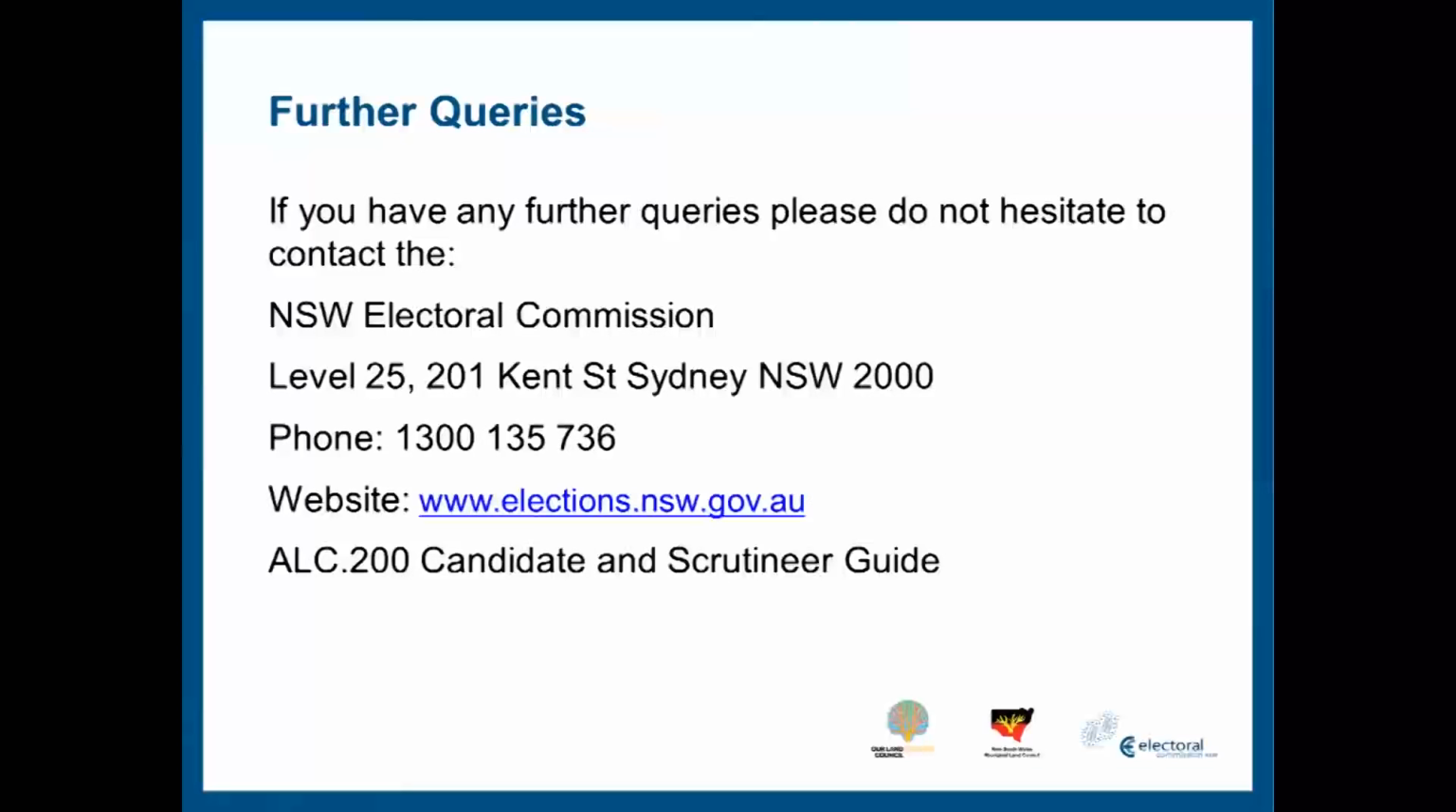If you have any further queries concerning the Aboriginal Land Council election, please do not hesitate to contact the New South Wales Electoral Commission on 1300 135 736 or visit the website www.elections.nsw.gov.au. I would encourage all candidates to read the Candidate and Scrutineer Guide ALC 200, which has more detailed information on the election.